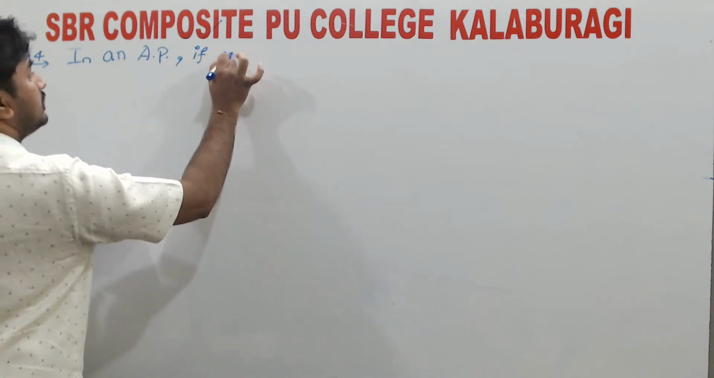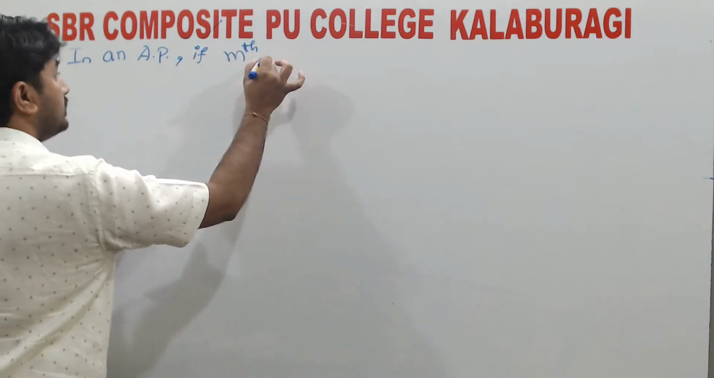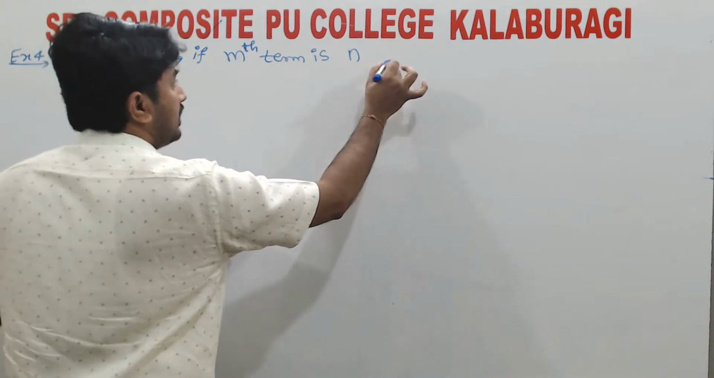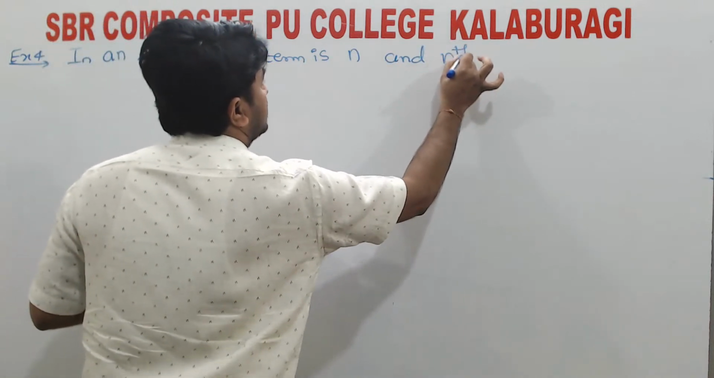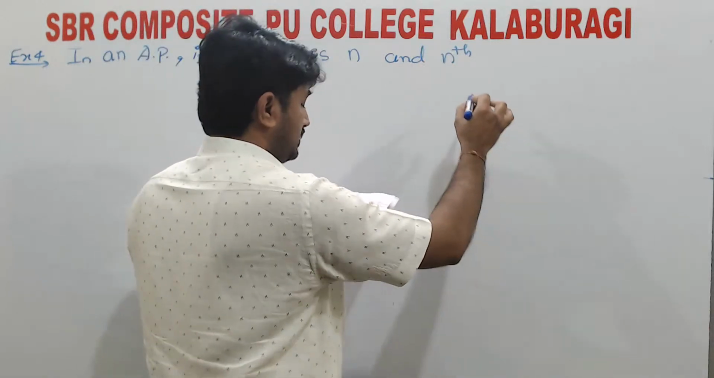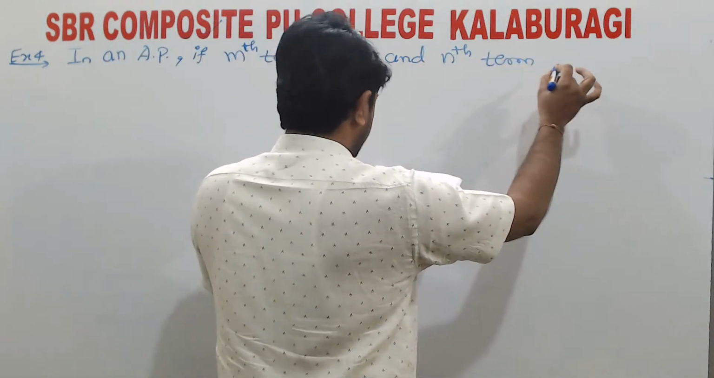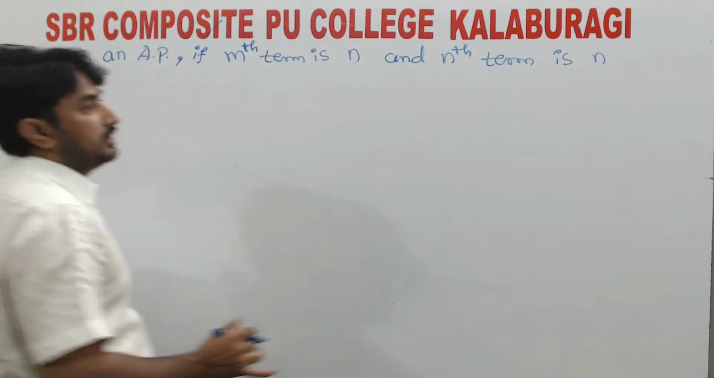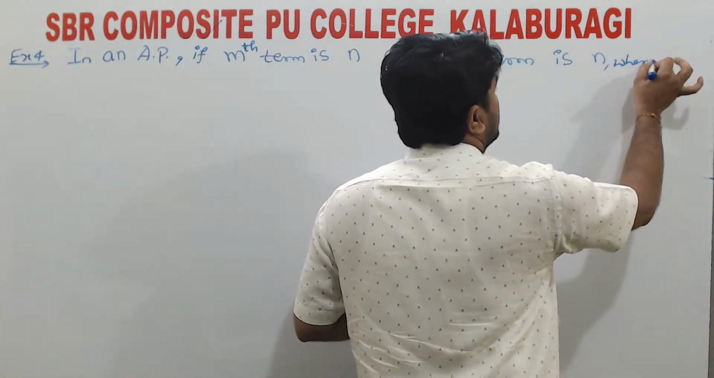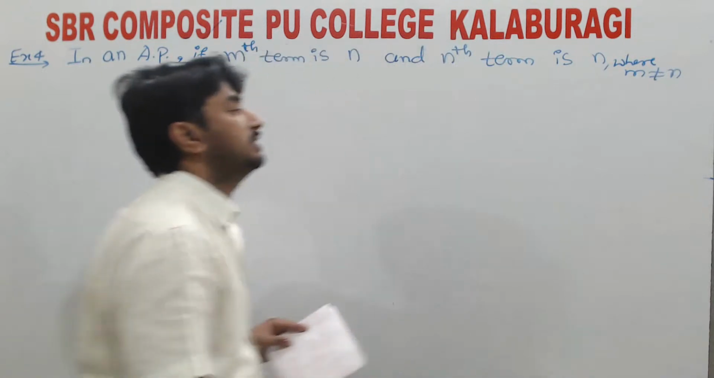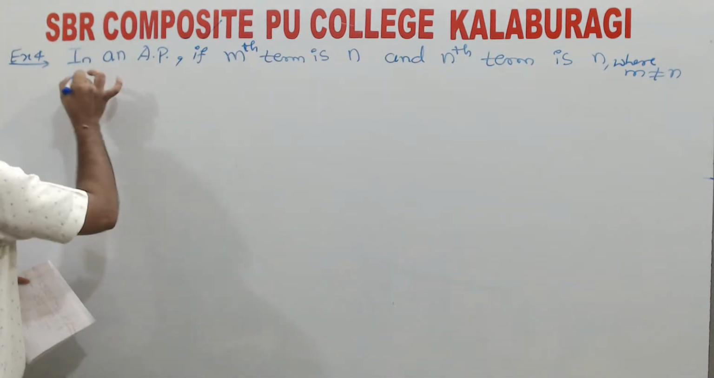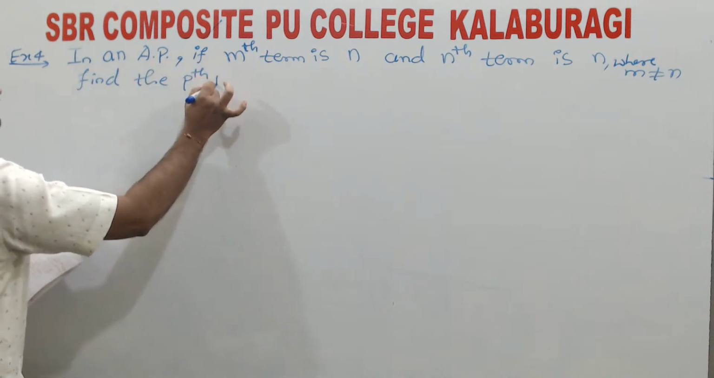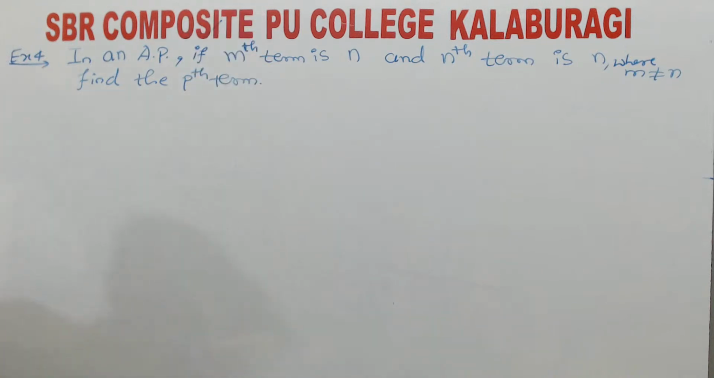If the mth term is n and the nth term is m, where m is not equal to n, find the pth term. The pth term is the question.